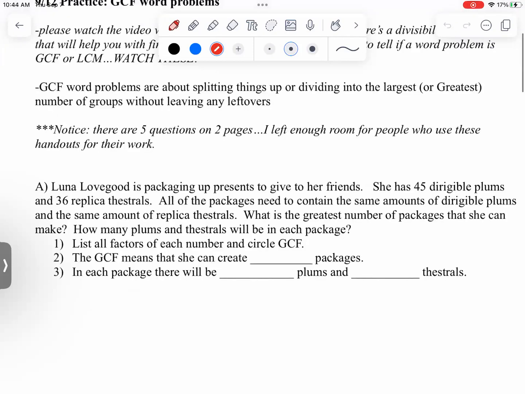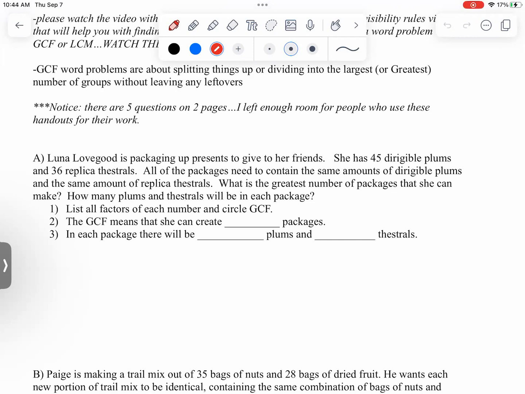All right, so here we go. Luna Lovegood is packaging up presents to give to her friends. She has 45 dirigible plums and 36 replica thestrals. All the packages need to contain the same amounts of dirigible plums and replica thestrals. What is the greatest number of packages that she can make? How many plums and thestrals will be in each package?